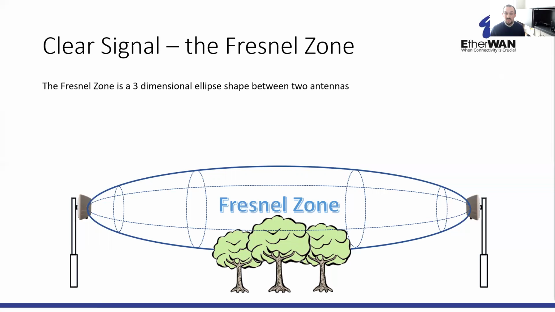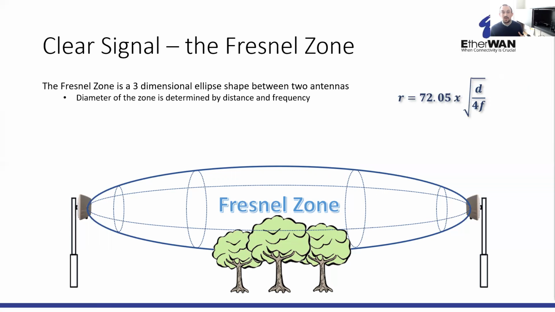It's actually more to it than that. It's a 3D ellipse or orb between the two radios that needs to be clear. So the size of this area has a math equation that you see on the screen there. What that does is allow us to calculate how much open space we need around the center of that signal. What's the radius of that clear zone that we need?